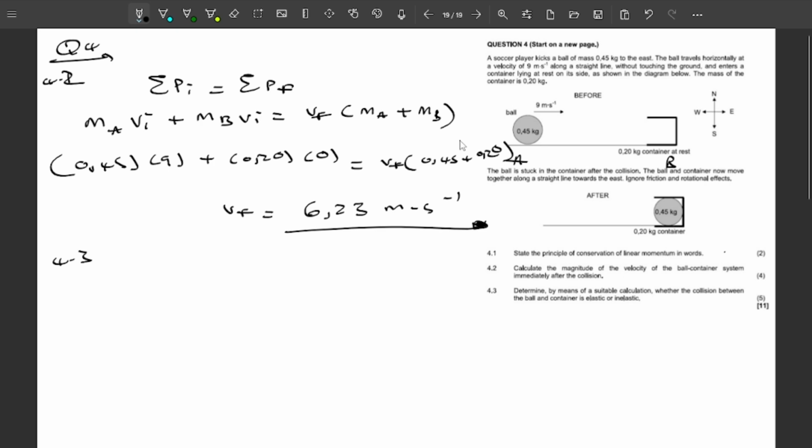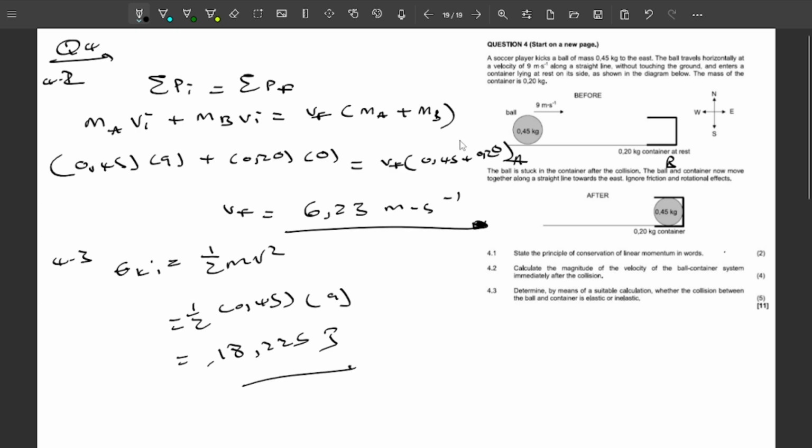For us, how we're going to do it is by using the kinetic energy, one half m v squared, between the ball and the container. Let's start with the ball: 1 over 2, times 0.45, times 9 squared. This is initial, just to be clear, and you should get 18.225 joules.